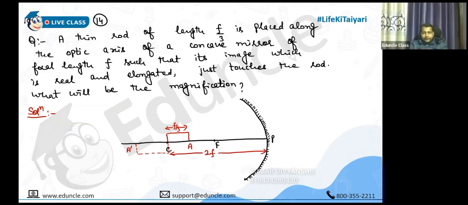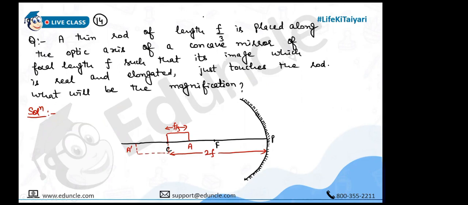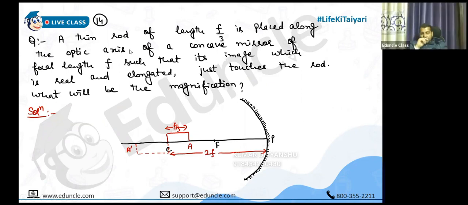So why can't you place the object a little more, I mean, towards the pole, near to the pole? Let me tell you. Please read the question carefully. It is clearly given that the image just touches the rod, and we know that only when the object is at C is the image formed at C. Otherwise, object and image never coincide.